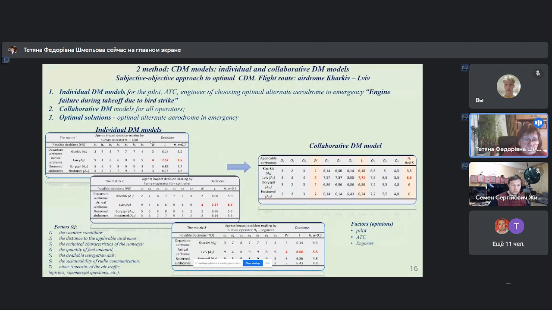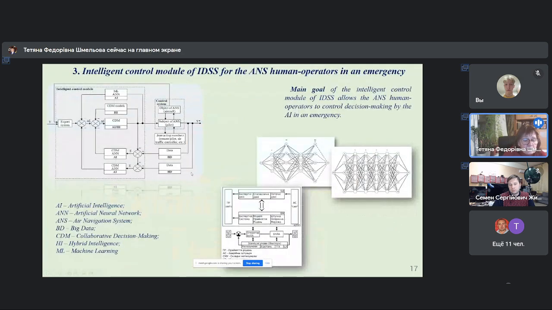We have many participants, and individual decision-making models: models for a pilot of manned aircraft, for an air traffic controller, for an engineer, for an operator of drones. And the next step, collaborative decision-making models together, with all participants making decisions in this situation. And these models go into an intelligent decision support system for human operators, an operator of drones or a pilot of manned aircraft.